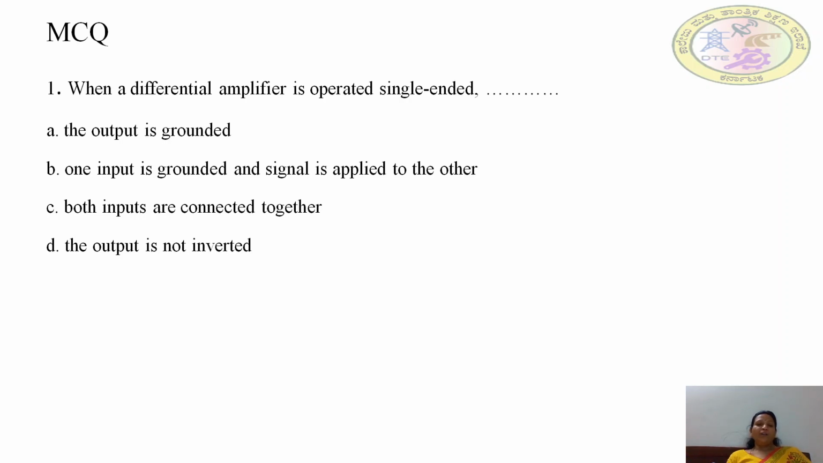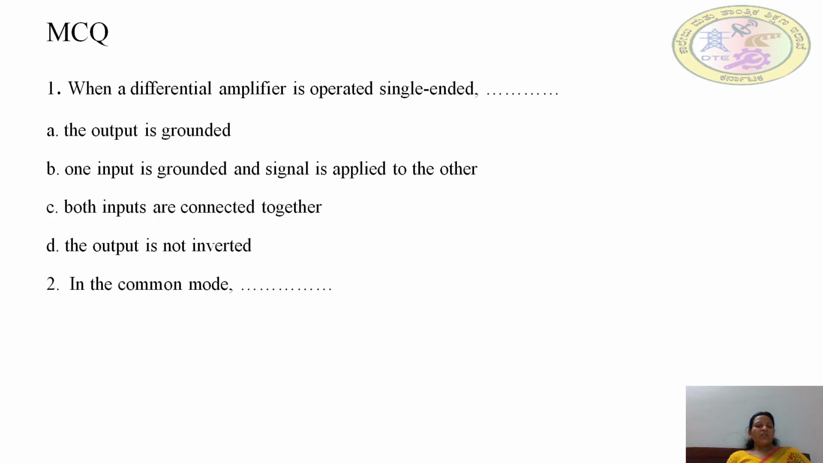So as we all know, the option is B. Option B is the right answer. Because when the operational amplifier is operated in single-ended mode, one input is connected to ground. It may be either the non-inverting terminal or the inverting terminal. So one input is grounded and the signal is applied to the other input.